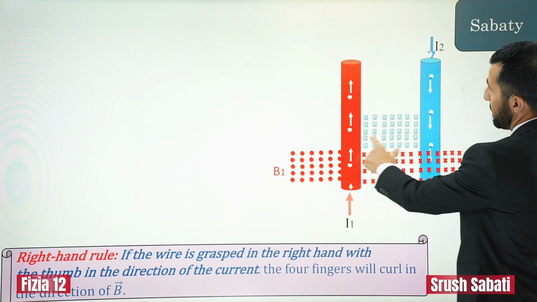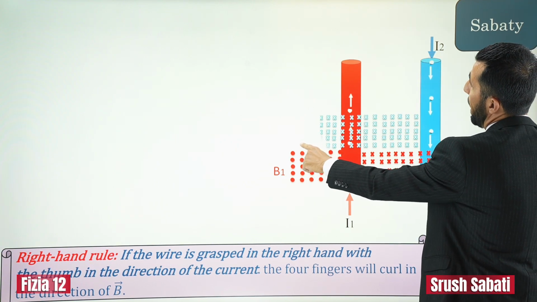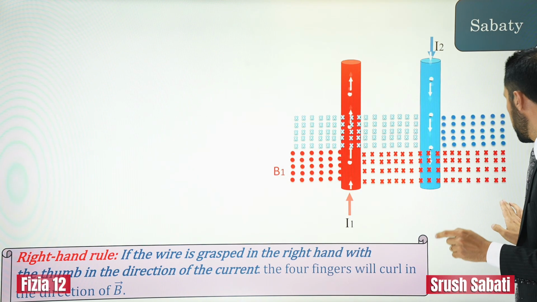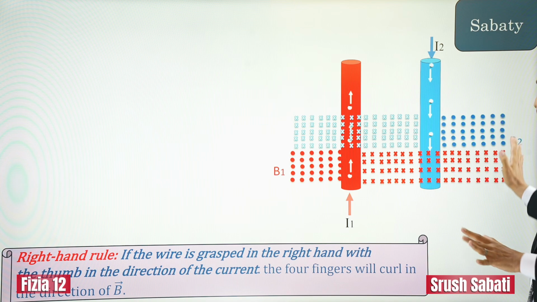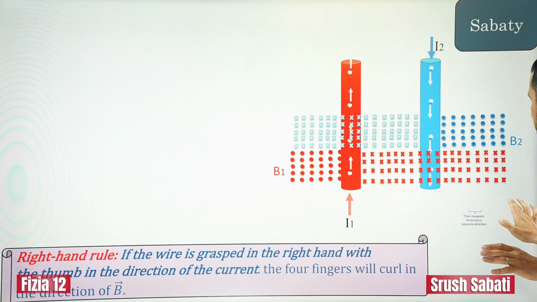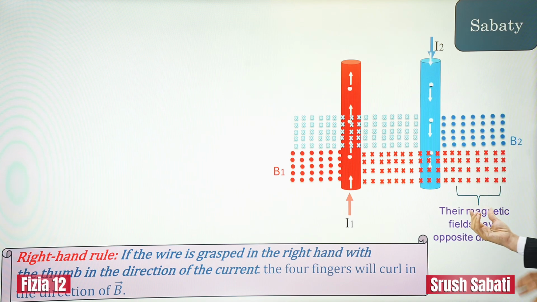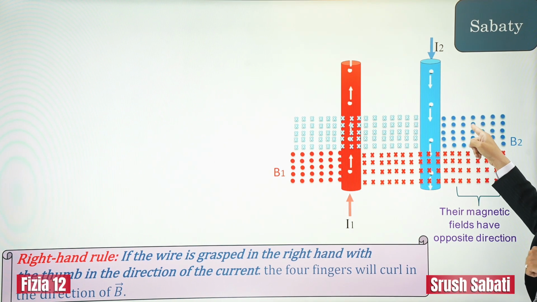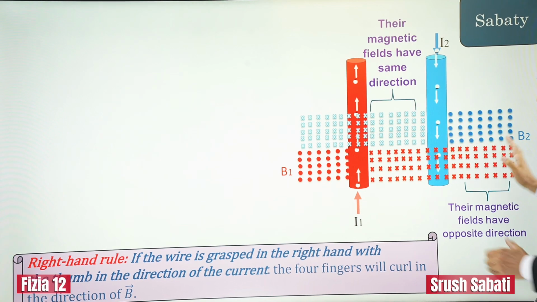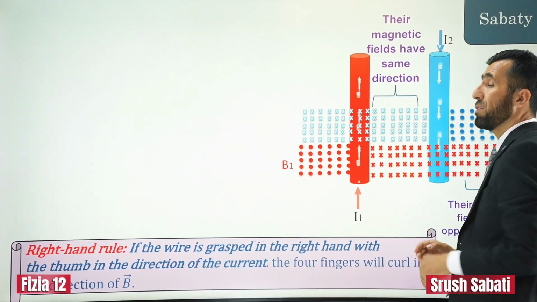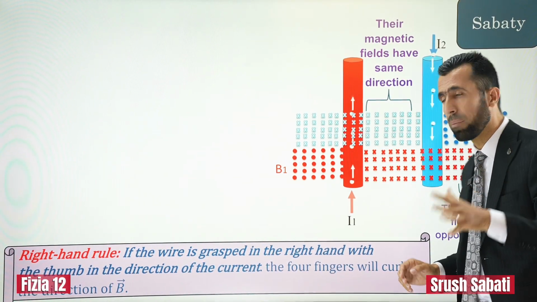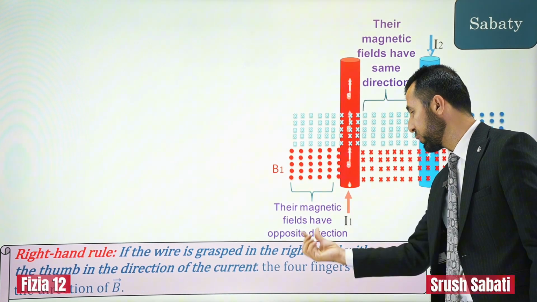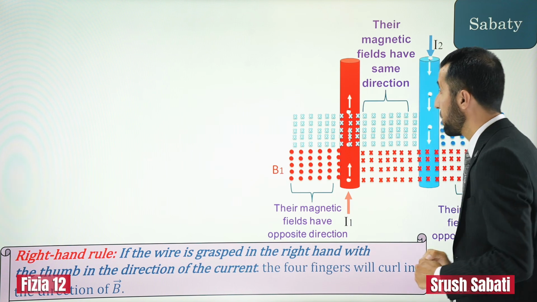Look, this is into the page, then from the right side, it will be out of the page. This is the magnetic field of wire 2. From this portion, their magnetic fields have opposite directions: this is into the page, the other will be out of the page. What about this portion? Their magnetic fields have the same direction, into the page. What about this one? Their magnetic fields have opposite directions.